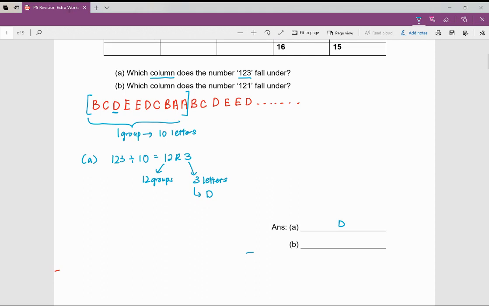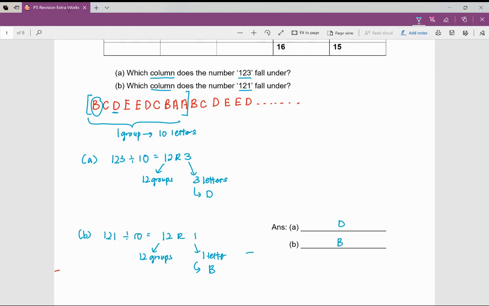Okay, now for part B, I want to know which column the number 121 falls under. So 121 divided by groups of 10, I will have 12 remainder 1. So same thing, the 12 refers to 12 groups. The remainder refers to one letter in the last group. And if it's one letter left over, the one letter is actually the letter B. Okay, so my answer for part B is actually B.